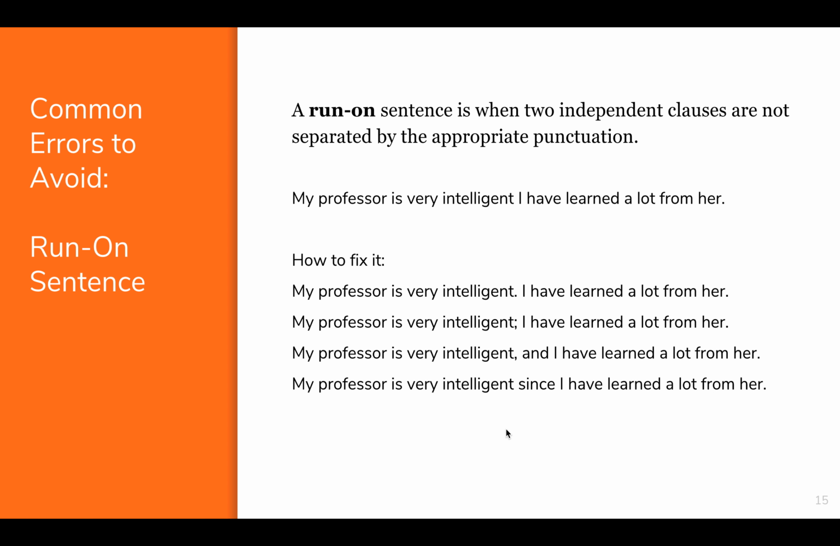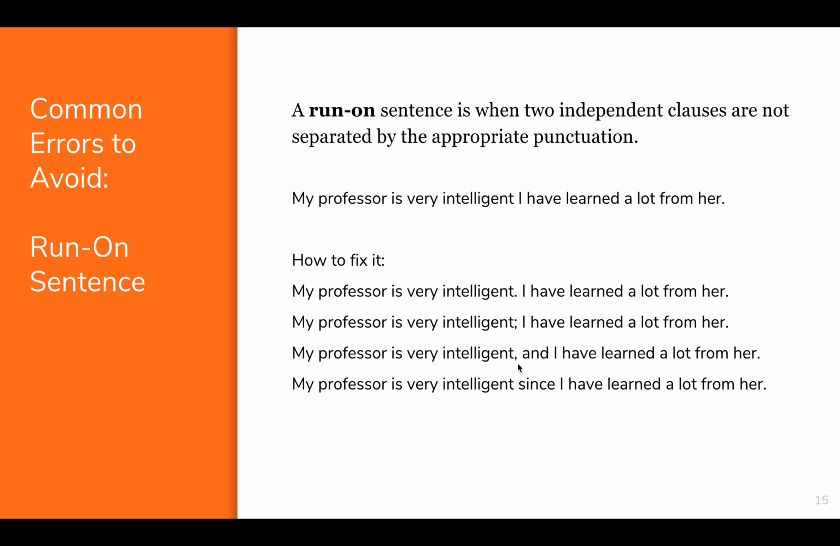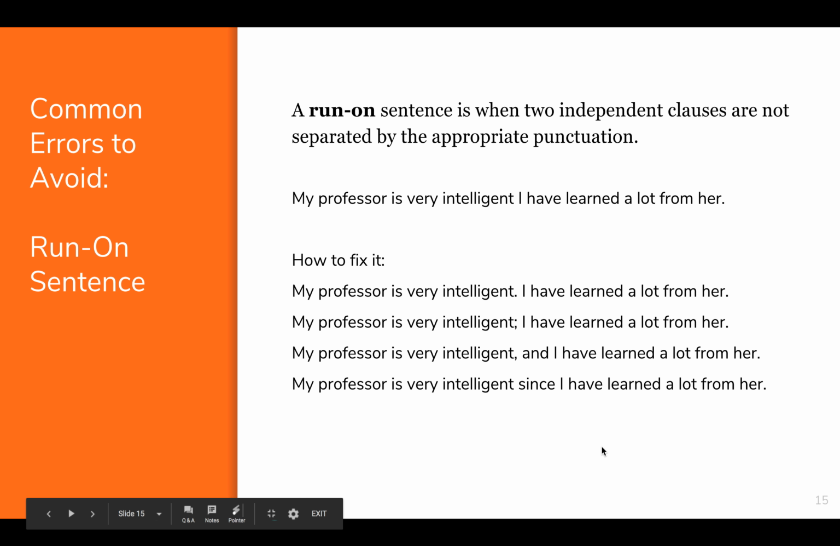So how to fix it? Just like how you fix comma splices, you could put a period between the two independent clauses, you could put a semicolon, you could put a coordinating conjunction, or you could make one a dependent clause.